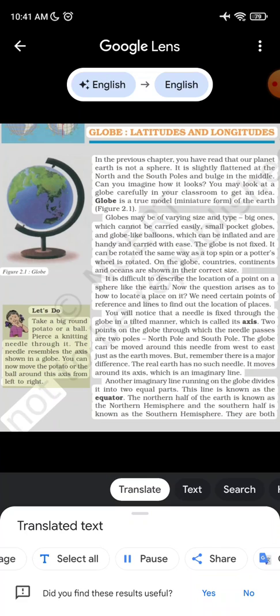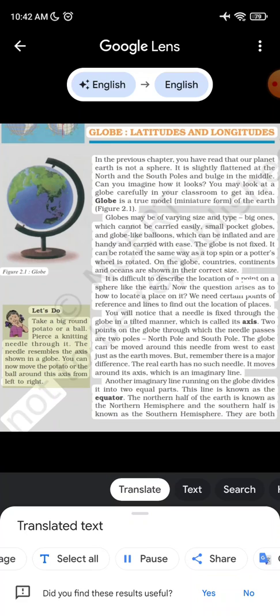Globes may be of varying size and type: big ones, which cannot be carried easily, small pocket globes, and globe-like balloons, which can be inflated and are handy and carried with ease. The globe is not fixed. It can be rotated the same way as a top spin or a potter's wheel is rotated. On the globe, countries, continents and oceans are shown in their correct size. Figure 2.1, Globe.